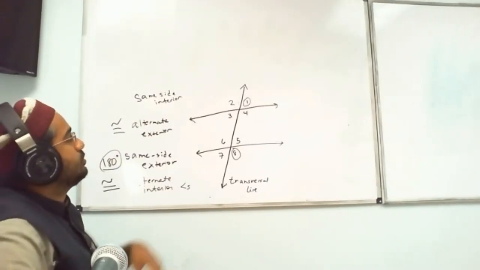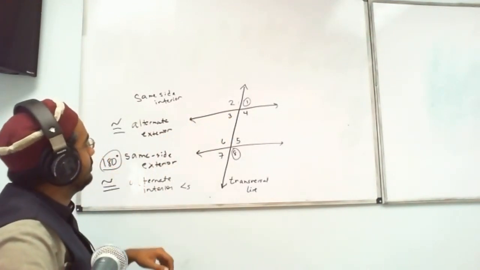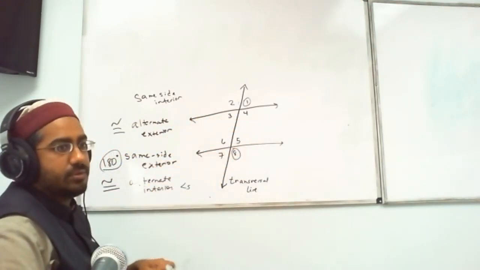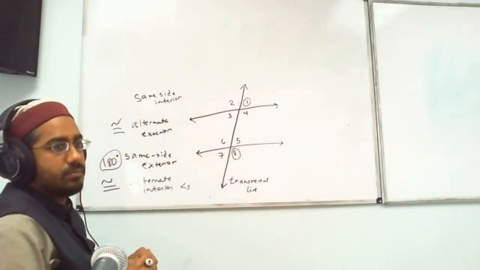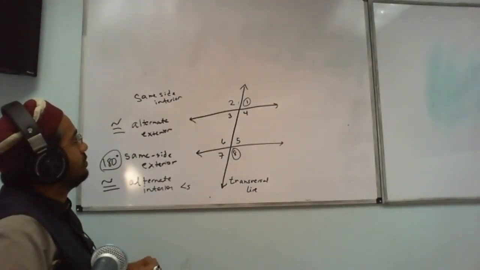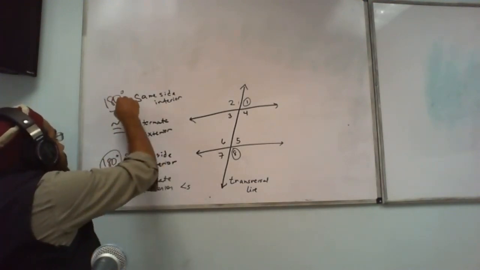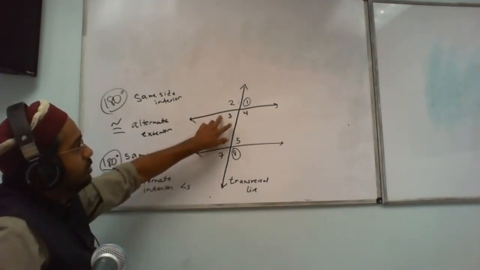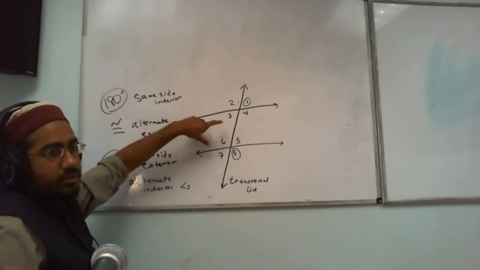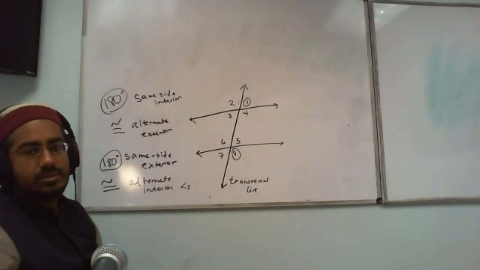Right. So 3 and 6 and 4 and 5. What is going to be the relationship between 3 and 6 and 4 and 5? They're going to add to 180. So you notice that 3 is a little bit smaller than 90, right? But 6 is a little bit bigger. So together, they're going to add up to 180. Does that make sense?